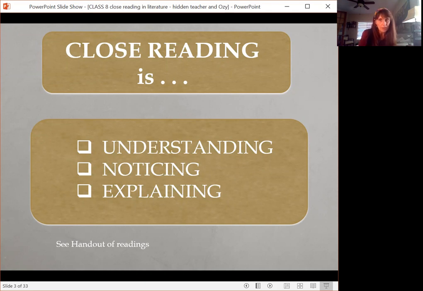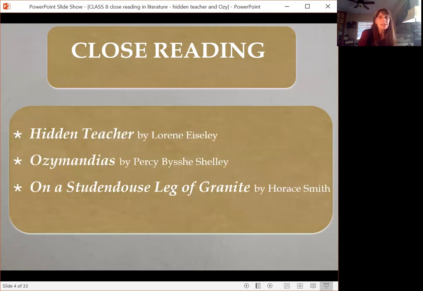So how are we going to look at that? We're going to take a look at three pieces, very short pieces of fiction. That'll give us a basis upon which we will then be able to move forward to the stories that you're going to be looking at in order to form your own analysis. First, we're going to look at a very, very short story. It's less than a page long. It's called Hidden Teacher. It's by Loren Eiseley.